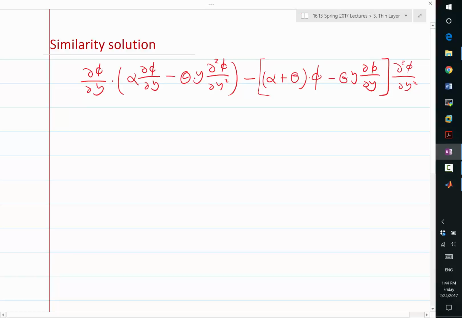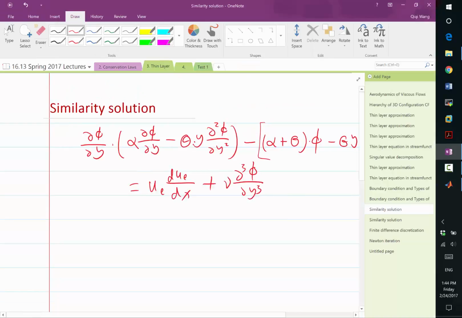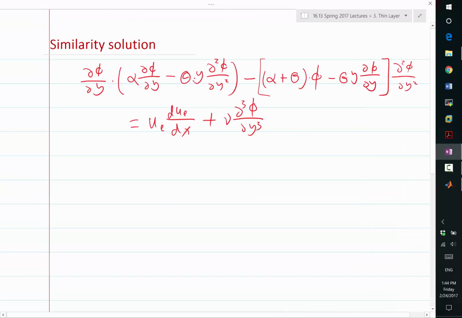All right. So this is equal to ue times due dx plus nu times the third order derivative in y, which doesn't have to change. All right. So one thing to note here is there is a cancellation of one term. So let me mark it with a different color. Let me mark it with green because that's really nice.